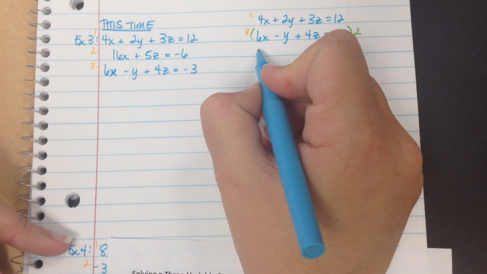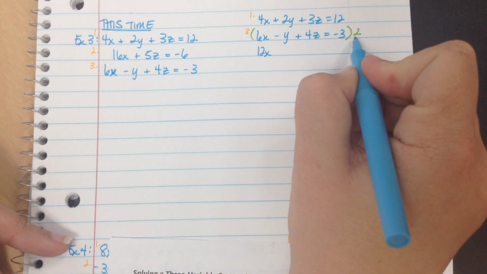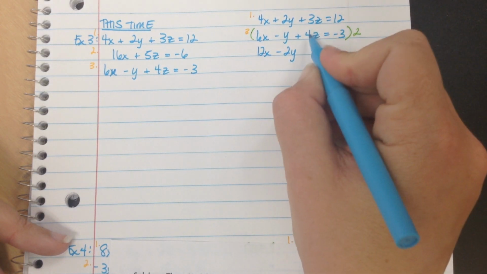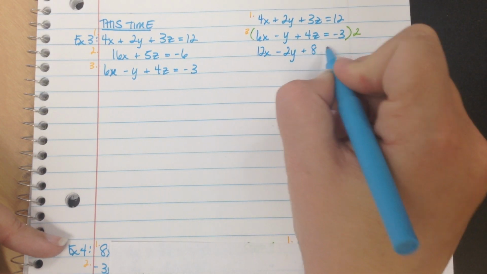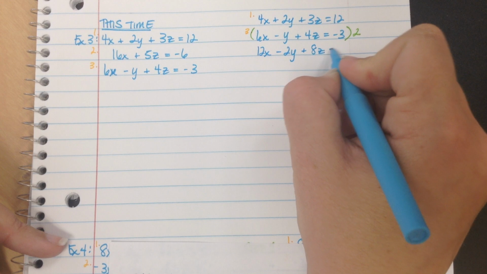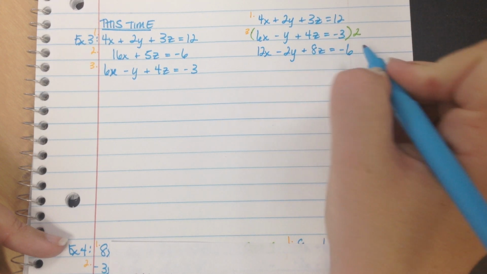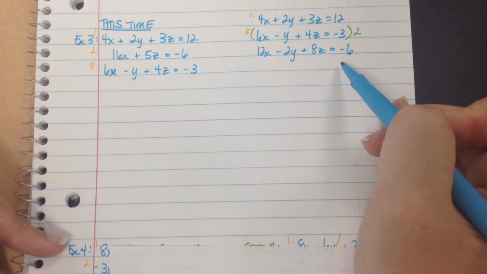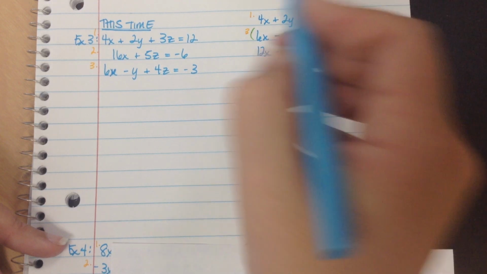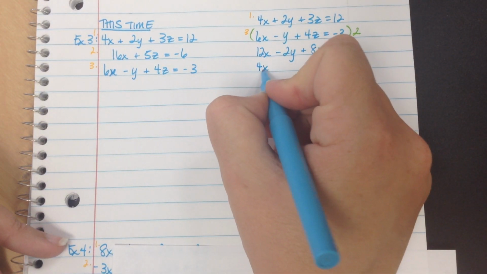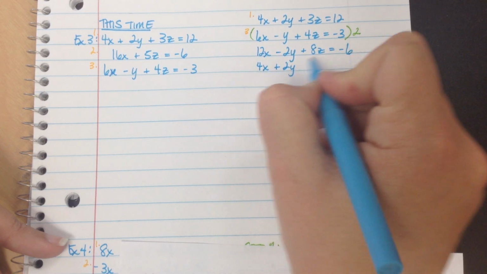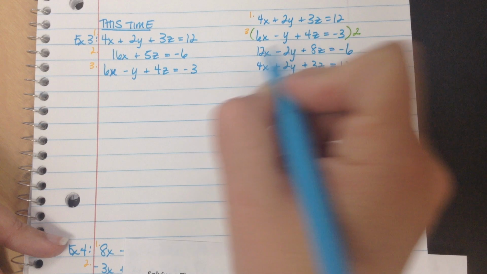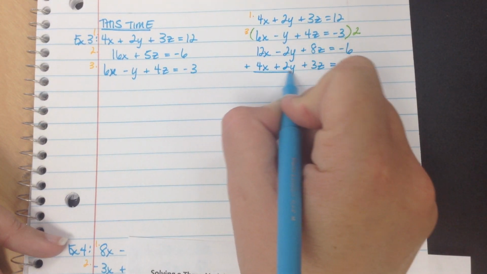2 times 6x gives me 12x. 2 times -y gives me -2y. 2 times 4 gives me +8z. 2 times -3 gives me -6. I'm just going to take this and rewrite it down here so that we can add them together easily. 4x plus 2y plus 3z equals 12. We're going to add these guys together.